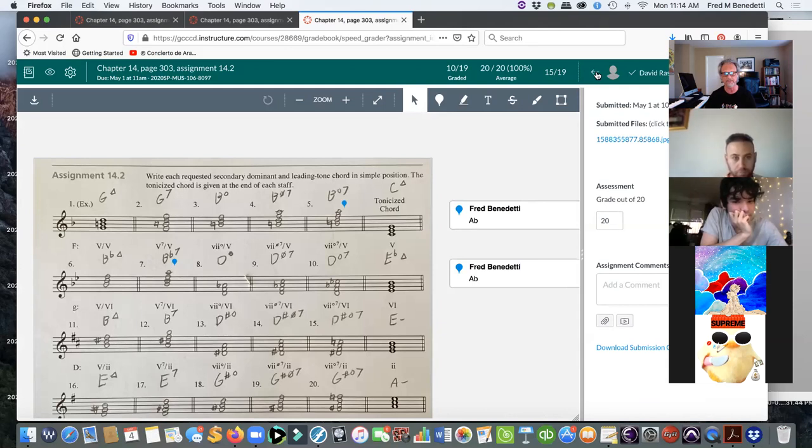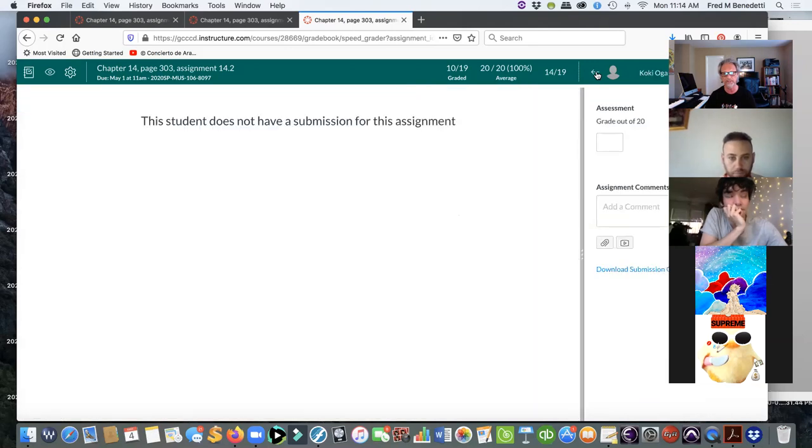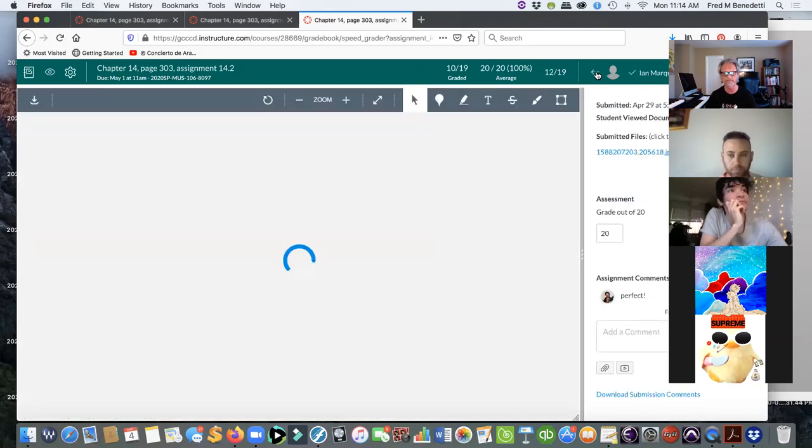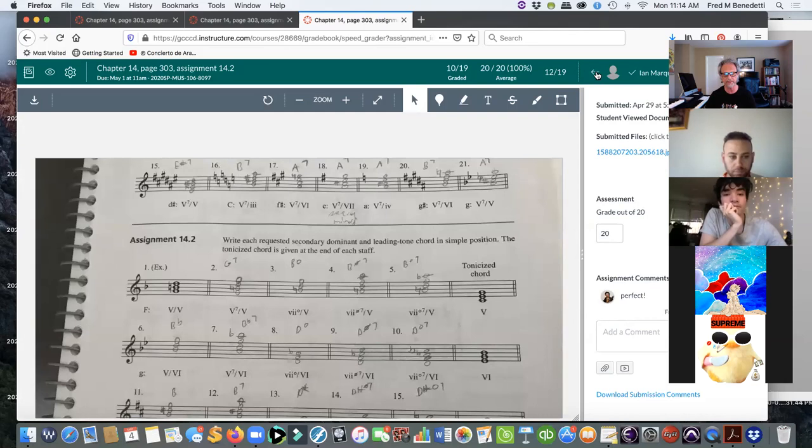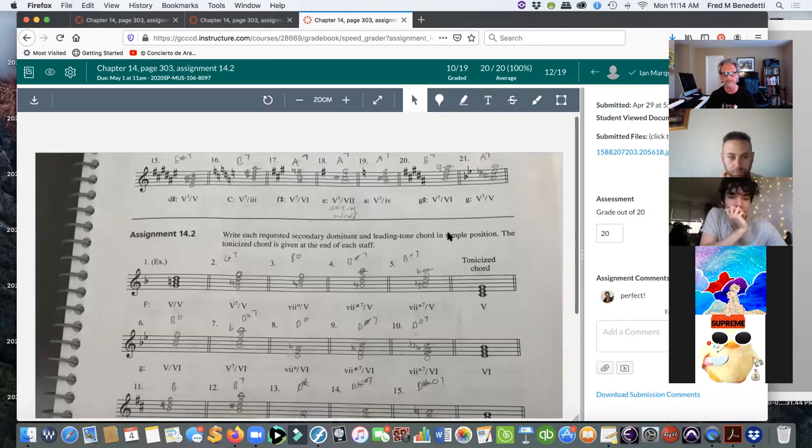On David, it was just, no, he got all the leading tones and everything like that. It was just a few notes. And then I think Ian got it completely right. Yeah, Ian didn't make any mistakes here.